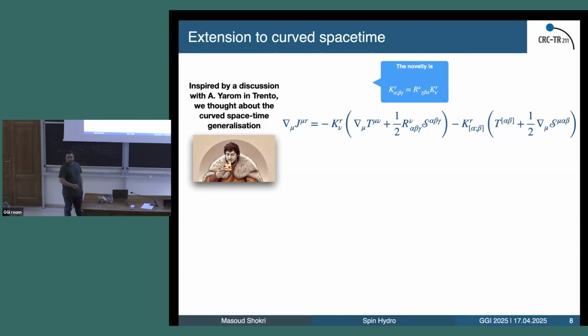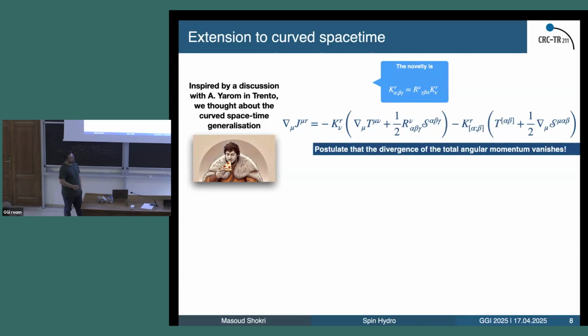And you can assume, okay, I want to postulate that the divergence of the total angular momentum, as I have defined before, vanishes. And this gives me these two equations. And these are exactly the equations that you find from the variational approach. And so it means that this definition is actually a definition that works in that approach too.